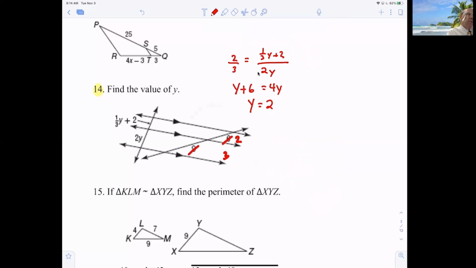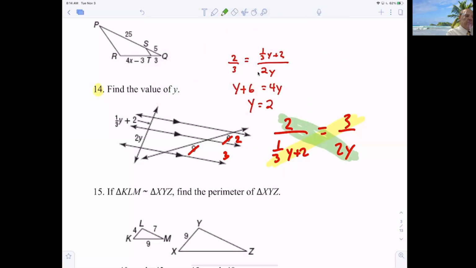2 to 3, okay? And so now if we do it your way, where I say 2 over 1/3 y plus 2 equals 3 over 2y, when you cross multiply, guess what? You're still multiplying the same two things. Do you understand that? Yeah. That's what we say. There's a lot of ways to set it up. It doesn't have to be the way I set it up.